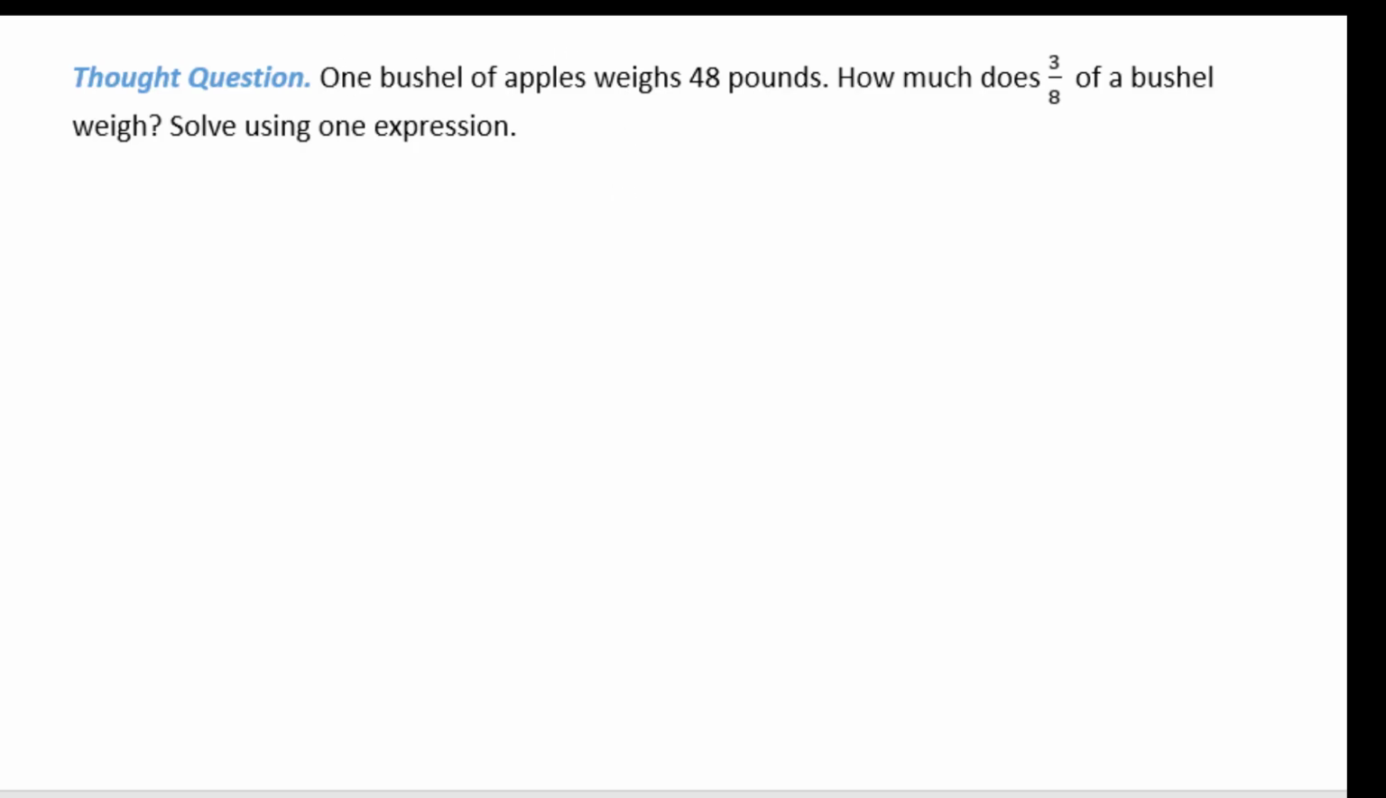So here's a thought question. It says 1 bushel of apples weighs 48 pounds. How much does 3/8 of a bushel of apples weigh? And I'm going to do this in one expression. So "of" is really a standard English word for multiply. So here I want 3/8 of 48.